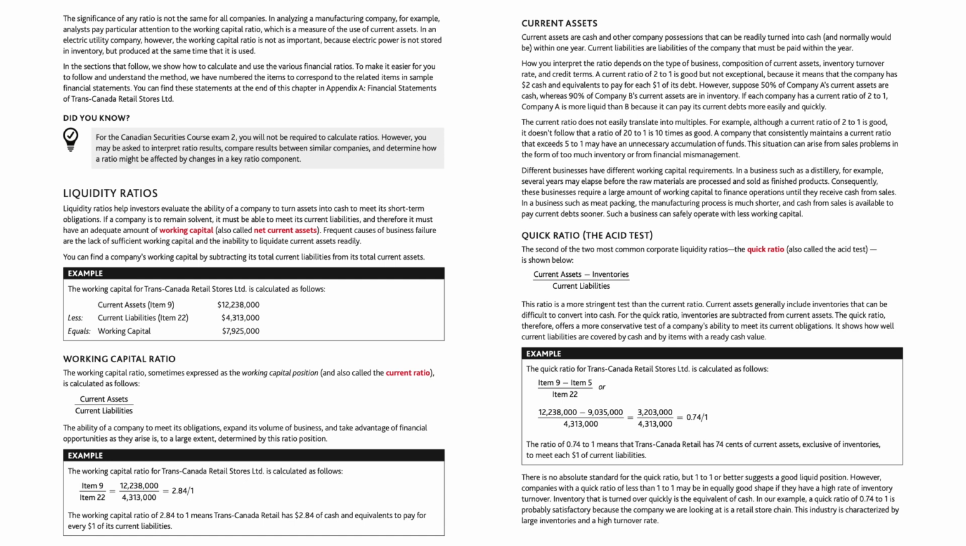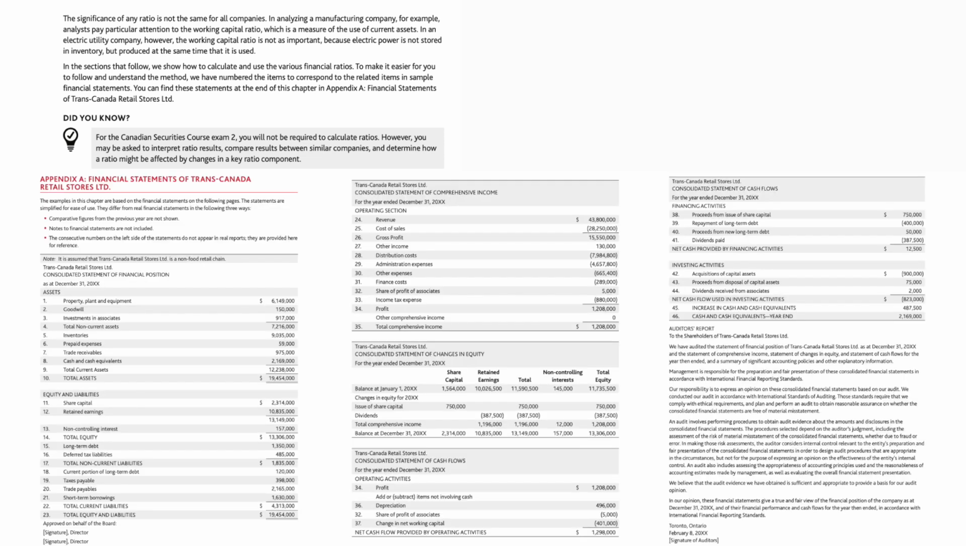In the sections that follow, we show how to calculate and use the various financial ratios. To make it easier for you to follow and understand the method, we have numbered the items to correspond to the related items in sample financial statements. You can find these statements at the end of this chapter in Appendix A, Financial Statements of TransCanada Retail Stores Limited.